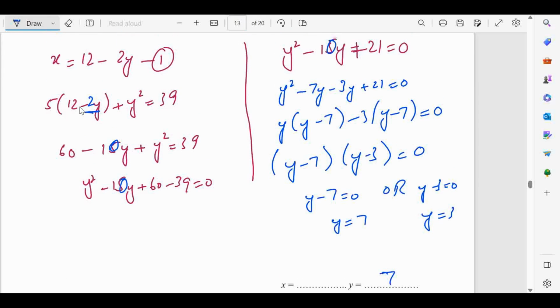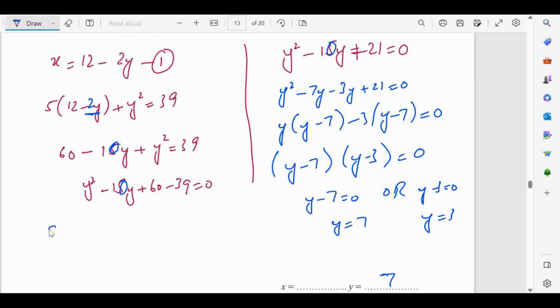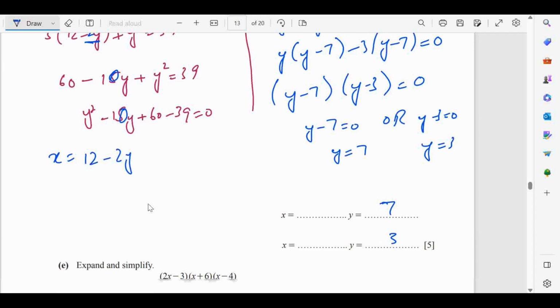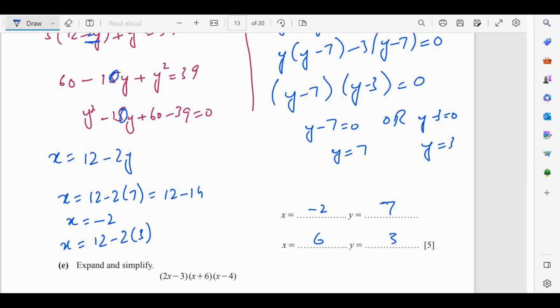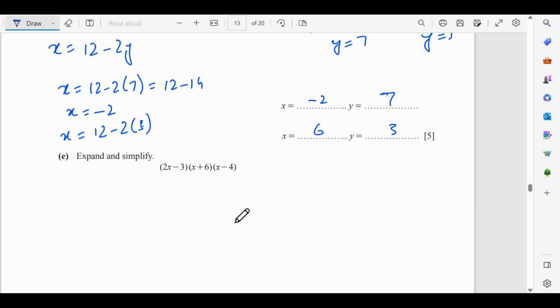Now let's see that x is equals to 12 minus 2y. Now put 7 in this one, so x will be equals to 12 minus 2 into 7. So x will be equals to minus 2 because this will be 12 minus 14, so minus 2. Now when y is 3, 12 minus 2 into 3, so this will be 6. So x will be 6. So this will be the final answer.